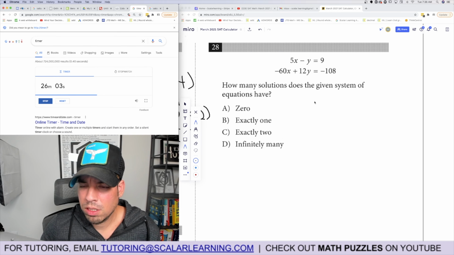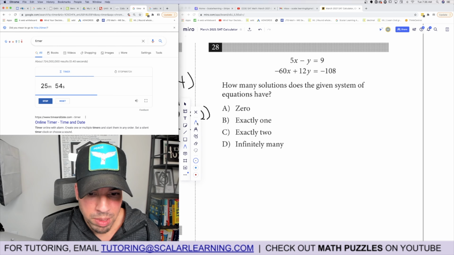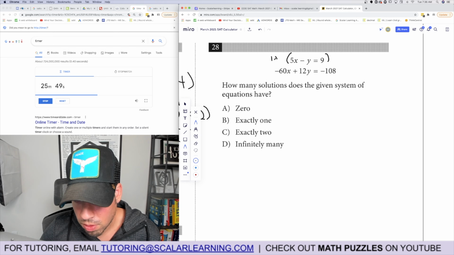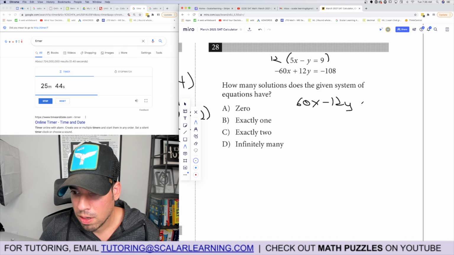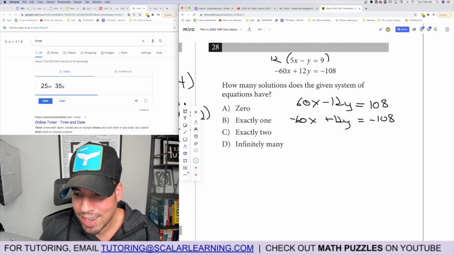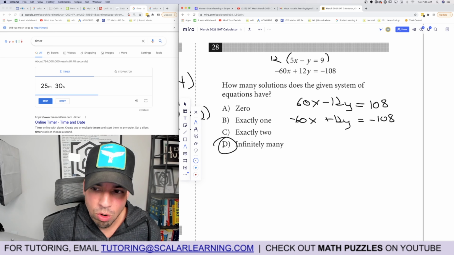How many solutions does this system have? Well, I think what I'm going to do is, yeah, it looks like infinite because I think they're the same equation, but let's just solve it. So I'm going to multiply the top by 12 and then use elimination. So it's 60x minus 12y equals 108. And this is negative 60x plus 12y equals negative 108. Obviously, if I multiplied this one by negative 1, you'd see they're the same equation. If they're the same, they have infinite solutions. They're overlapping lines.